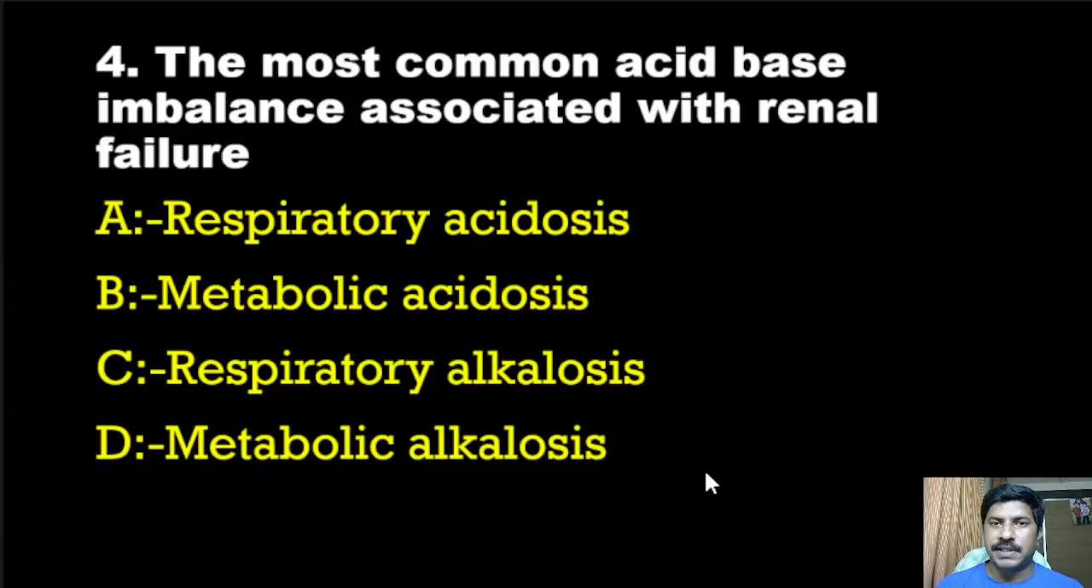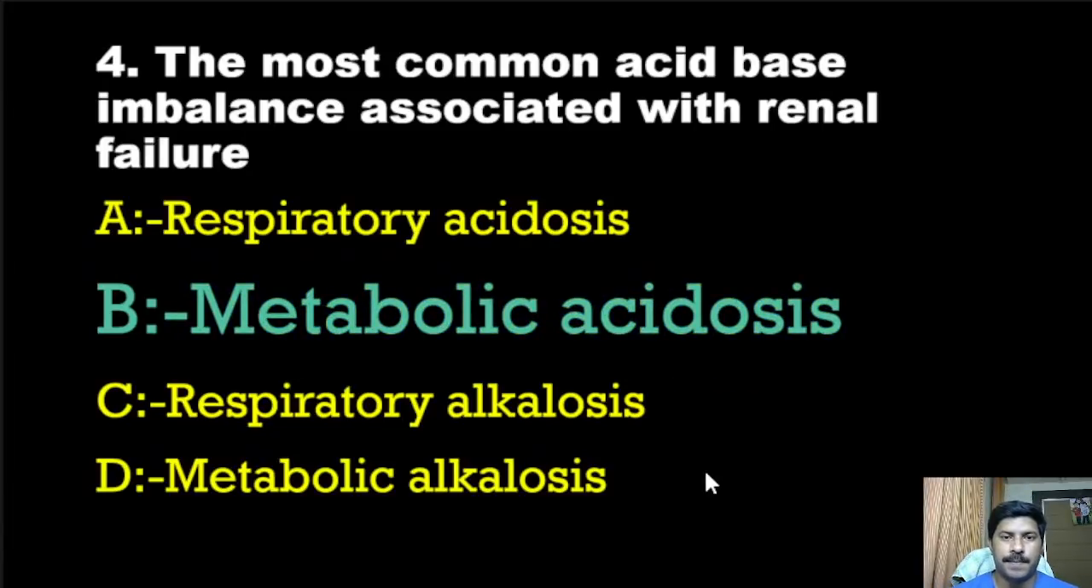A similar kind of question we have discussed in a previous video, that is ICU nursing questions and answers. In that video we discussed a similar kind of question. Here the correct answer, which everyone knows, is metabolic acidosis. Metabolic acidosis is usually seen in the case of renal failure. Why is it happening? Because kidney function reduces in renal failure.